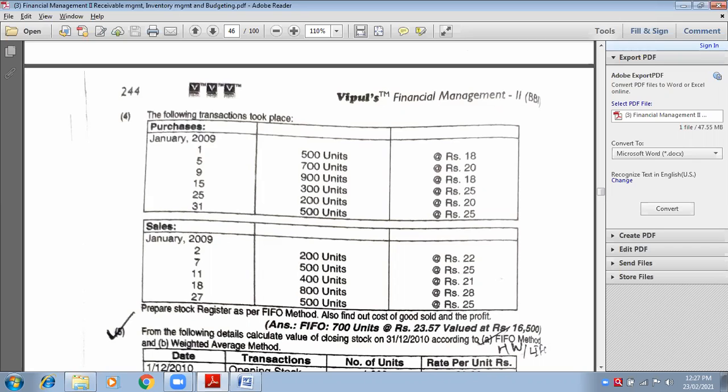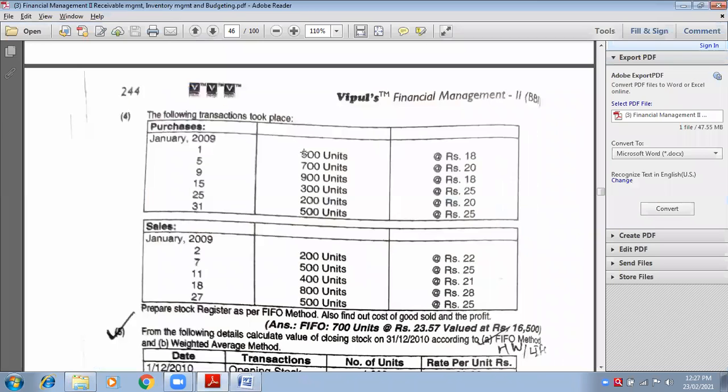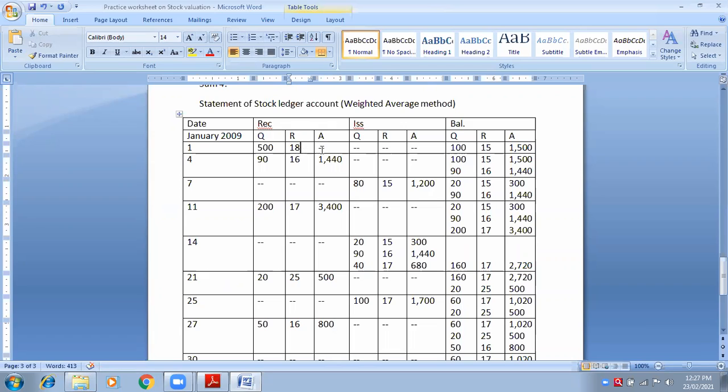On the first date, you have purchased 500 units at the rate of 18 rupees. So here on the first date, I will write 500 in the receipts column, quantity, and 18 rupees is the rate. So the amount will be 9,000. Now come to the balance column. Issue will be nil, balance will be the same: 500, 18, and 9,000.